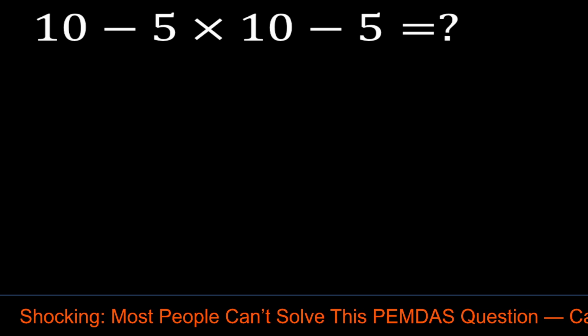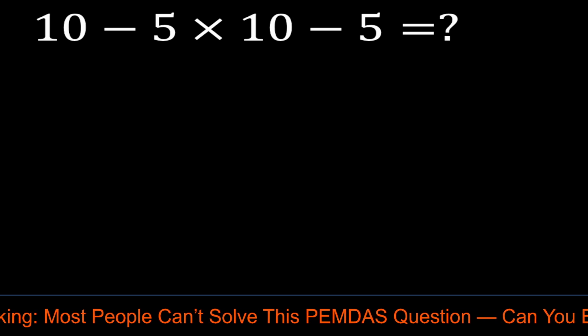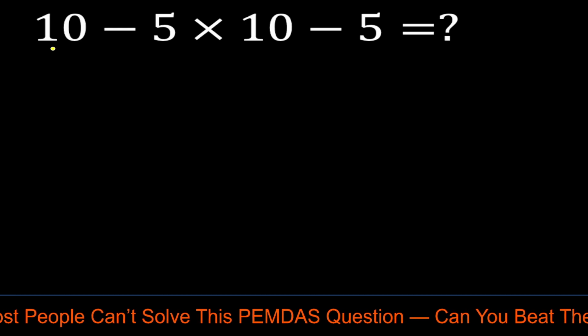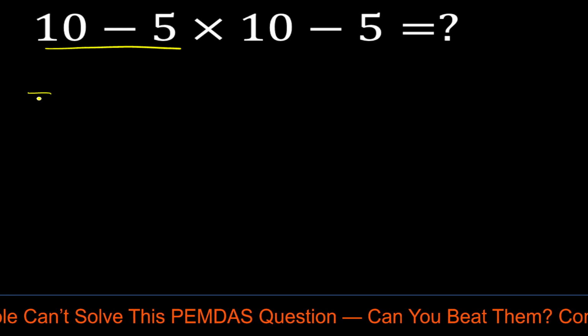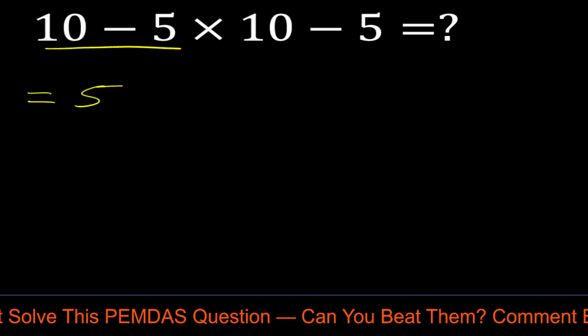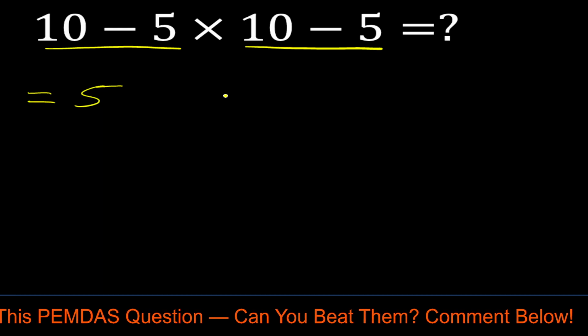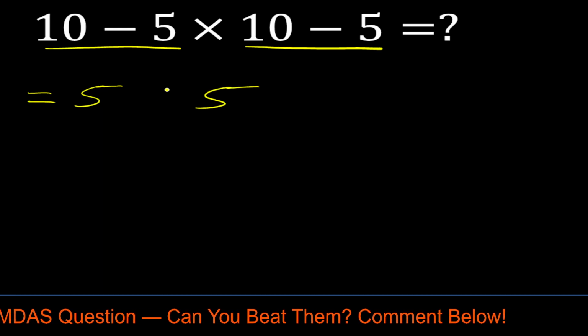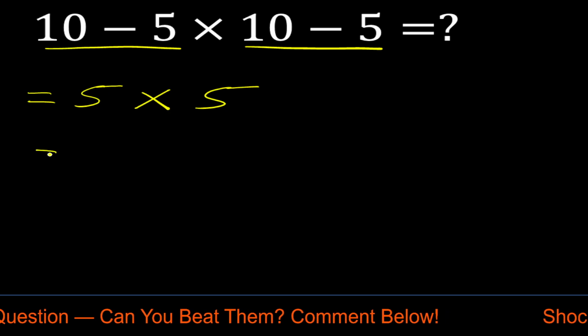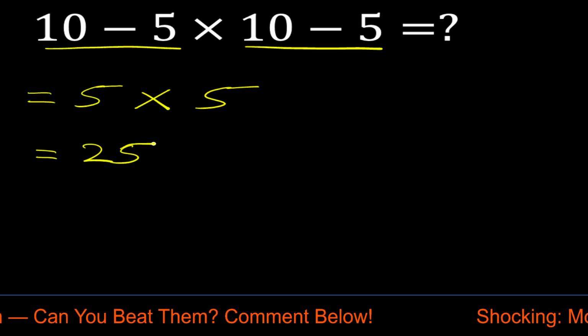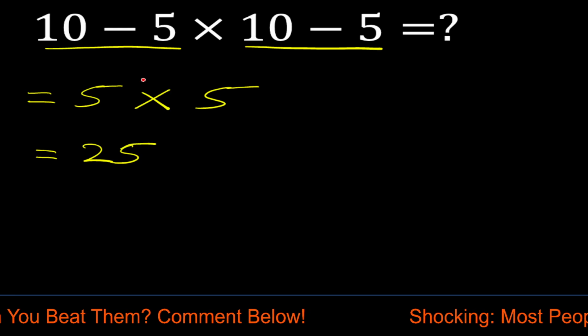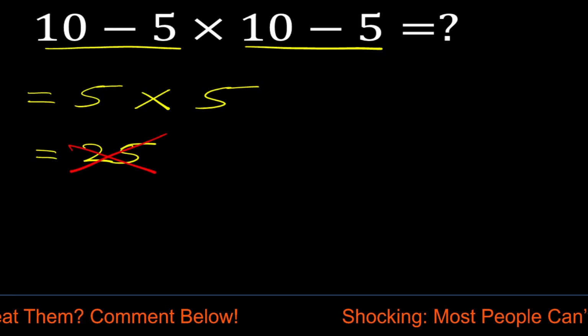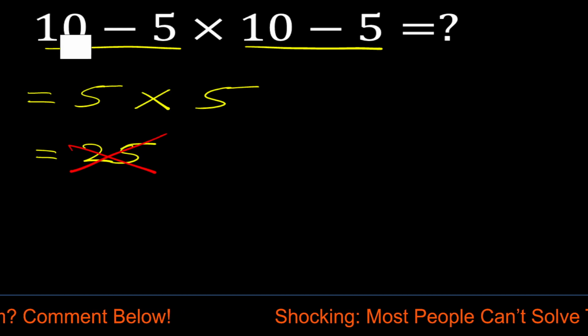So most people solve this question like 10 minus 5 is equal to 5, right? Then again 10 minus 5 is equal to 5. Now 5 times 5 is equal to 25, right? But this answer is not correct. This answer is completely wrong.